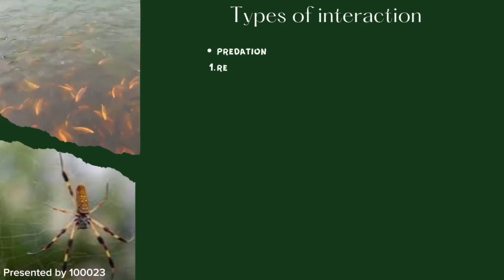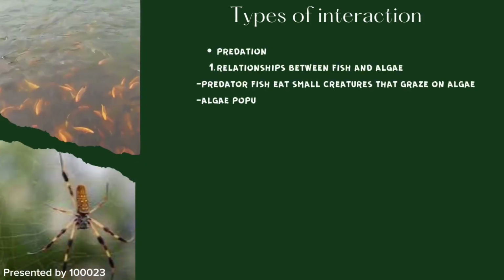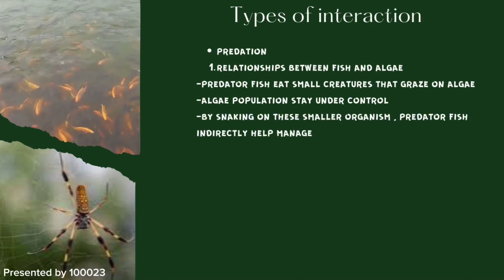Next is predation. Predation is when one organism hunts and consumes other organisms for food. The example for the lake ecosystem is the relationship between fish and algae. Predator fish like bass or trout eat small creatures that graze on algae, keeping their numbers in check. With fewer grazers around, algae populations stay under control. So by snacking on these smaller organisms, predator fish indirectly help manage algae levels in the aquatic ecosystem.